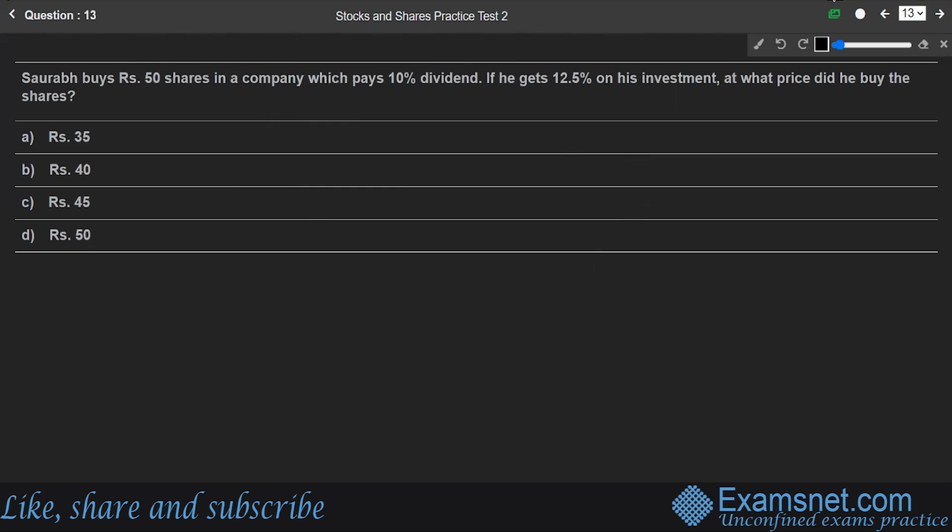Now he says Saurabh buys rupees 50 shares. So the face value is given as 50 rupees in a company which pays 10% dividend. So the dividend percentage is 10. Each and every value is given. If he gets 12.5% on investment, so rate of interest is given as 12.5%. We can write down here rate of interest is 12.5%. The dividend percentage is 10% as given to us. Face value is rupees 50. At what price did he buy the share? So we need to find out the cost of one share.